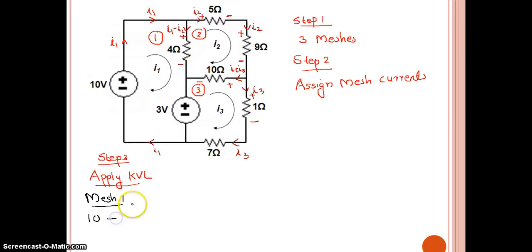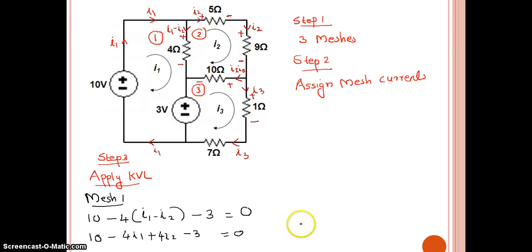It is minus 4, and the current is I1 minus I2. Coming here, it is coming down in the same direction, so plus to minus, it is minus 3, which should be equal to 0. When we readjust the equation, we get 10 minus 4I1 plus 4I2 minus 3 equal to 0, or I can write it as 4I1 minus 4I2 equal to 10 minus 3, which is 7. Equation number 1 for mesh 1.